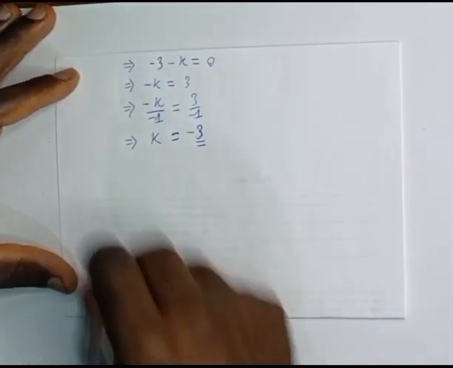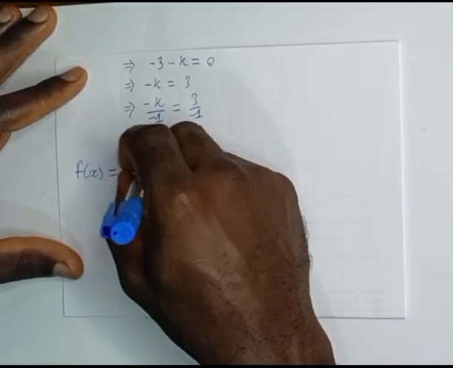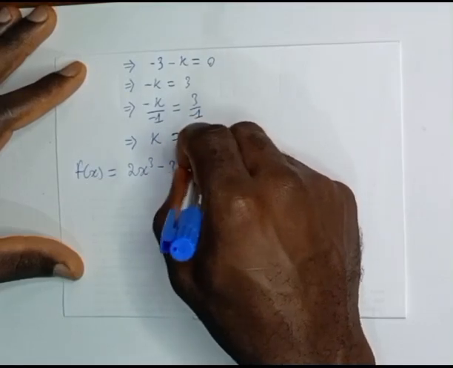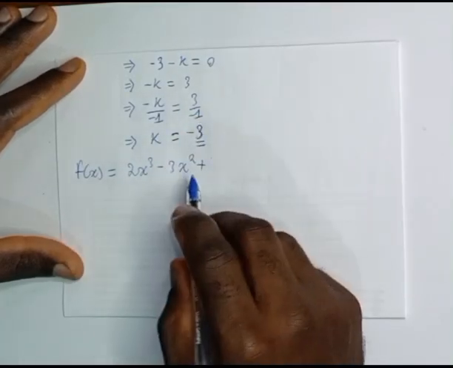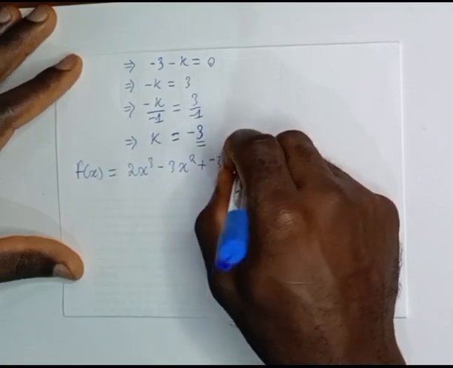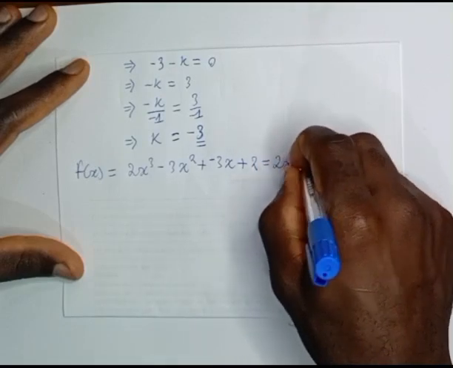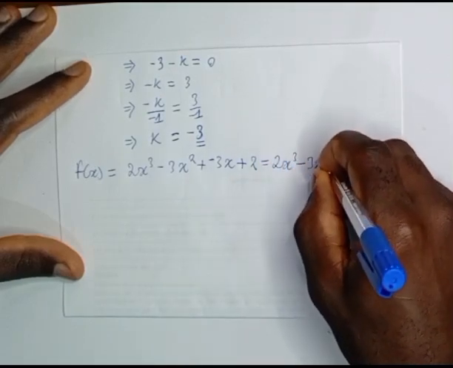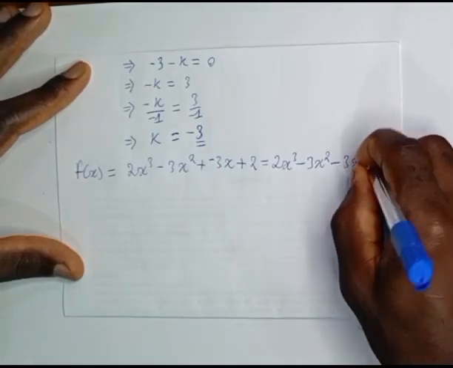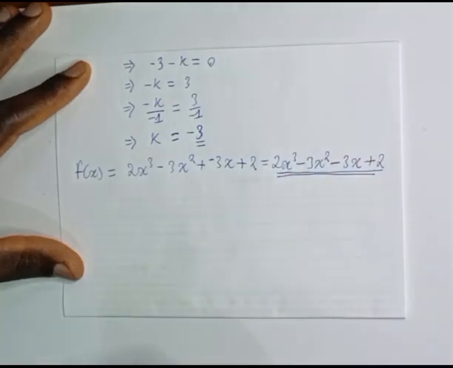Now we can write down our polynomial. The polynomial f of x will simply be equal to 2x cubed minus 3x squared plus kx, where k is negative 3, plus 2. This is simply the same as 2x cubed minus 3x squared minus 3x, since positive times negative stays negative, plus 2. This is our polynomial f of x with the value of k.